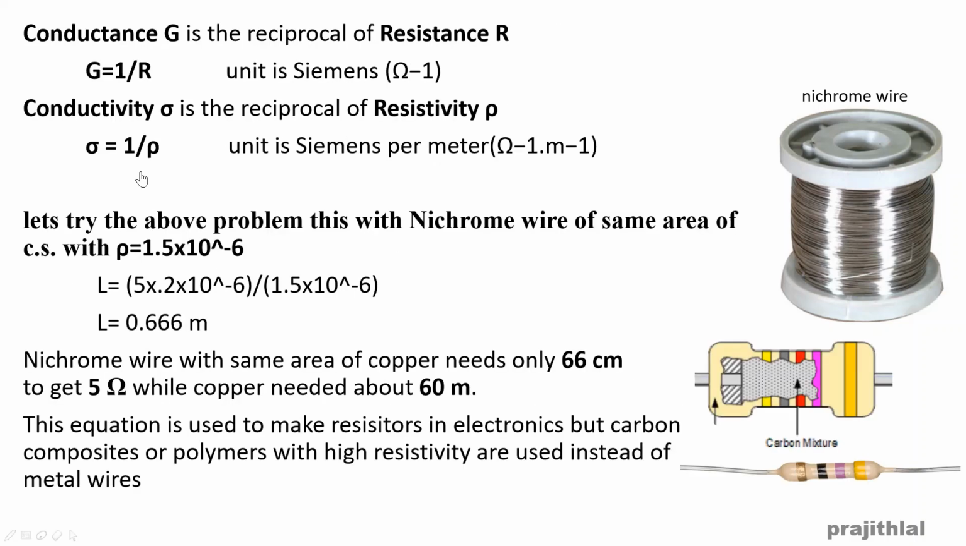So I can assure you that this equation can be used to make resistors in electronics. But nowadays we are using carbon composites or polymers with high resistivity instead of metal wires.